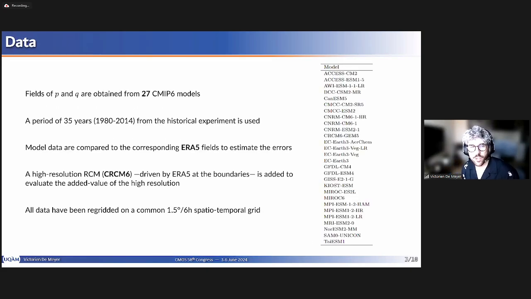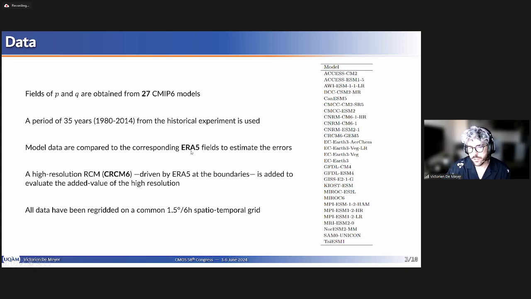So the fields of pressure and humidity we use are coming from 27 different CMIP6 models that are listed here on the right side of the slide. We use a period of 35 years from 1980 to 2014, coming from the historical experiment of CMIP6. And those model data are compared to the ERA5 fields of the same period, 1980 to 2014.